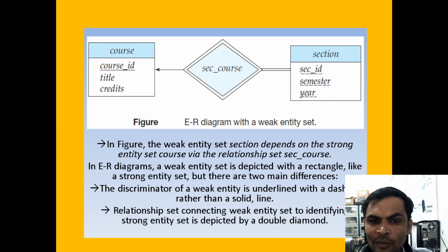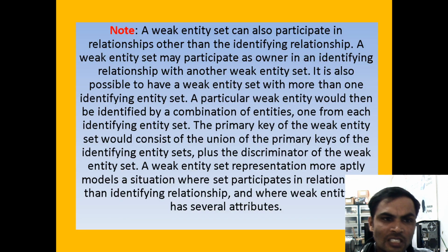Without defining the primary key, if you want to associate it with the identifying entity set, we can associate it with the help of the diamond symbol. The same is said in the note: a weak entity set can also participate in relationships other than the identifying relationship. A weak entity set may participate as an owner in an identifying relationship with another weak entity set. It is also possible to have a weak entity set with more than one identifying entity set.